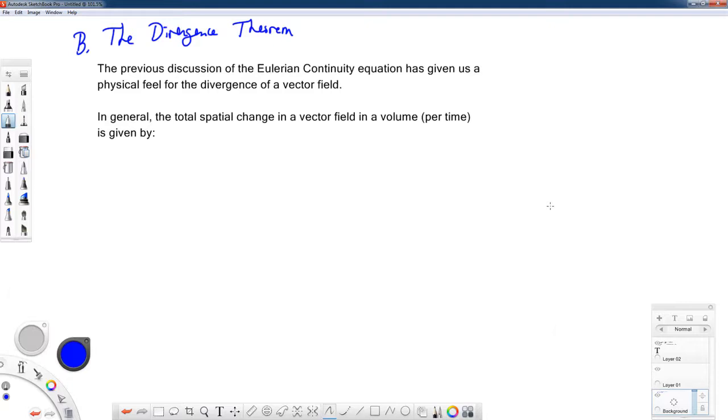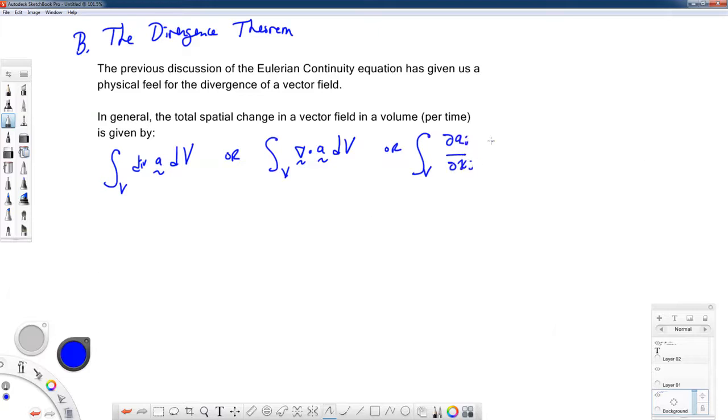In general, the total spatial change in a vector field in a volume per time is given by, write this down, an integral over the volume of the divergence of the vector field A, or we can write this as the integral of the volume. The divergence is del dot A integrated over that volume dV, or we can even write it another way, integral over the volume of partial of ai with respect to xi dV.